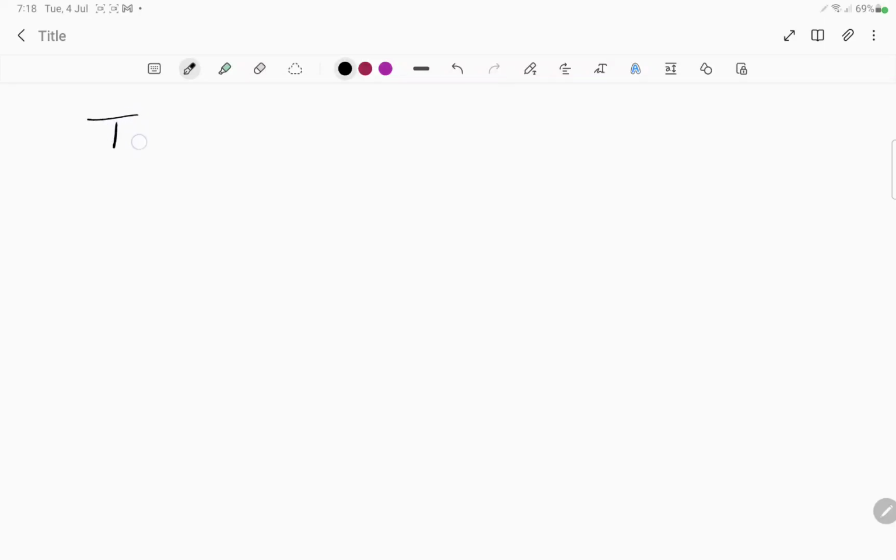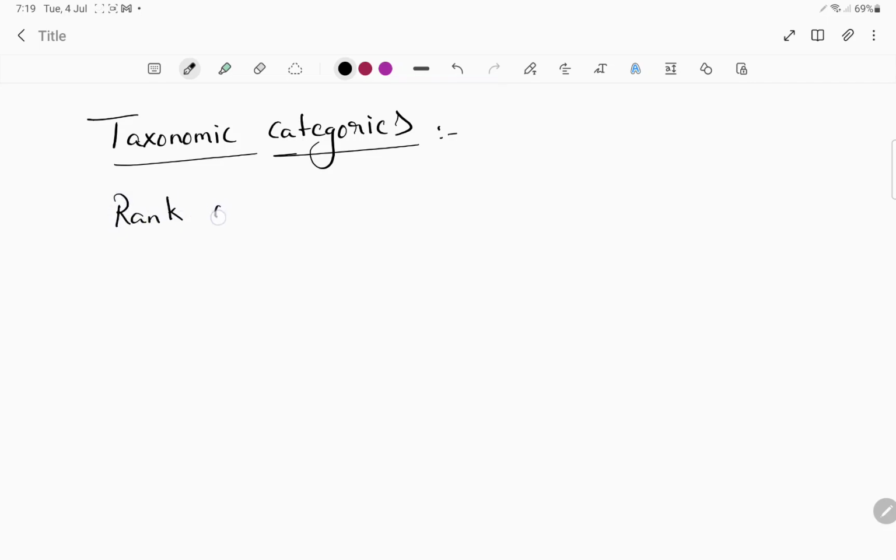Going to see is taxonomic categories. So coming to the taxonomic categories, the process of classification is not a single step but involves a hierarchy of steps. Each step represents a rank or category. Since the category is a part of the overall taxonomical arrangement, we call it the taxonomic category, and all the categories together as the taxonomic hierarchy.